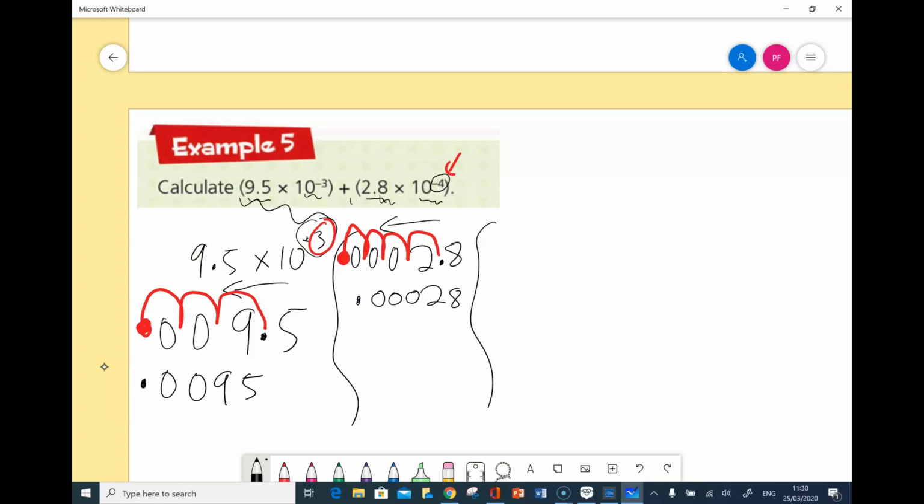So how would I add them? I'll just add them together. 0.0095 and 0.00028. Now there's no number underneath this, so I'll throw in a 0. 8 plus 0 is 8. 5 plus 2 is 7. 9 plus 0 is 9. 0 plus 0 is 0. 0 plus 0 is 0.